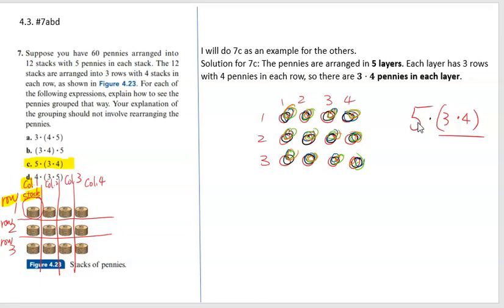In my explanation, I just said the pennies are arranged in 5 layers, and each layer has 3 rows and 4 pennies. So that's a total of 12 in each layer. But because we have 5 layers, think of it as 5 groups, each layer as a group, and each group has 12.